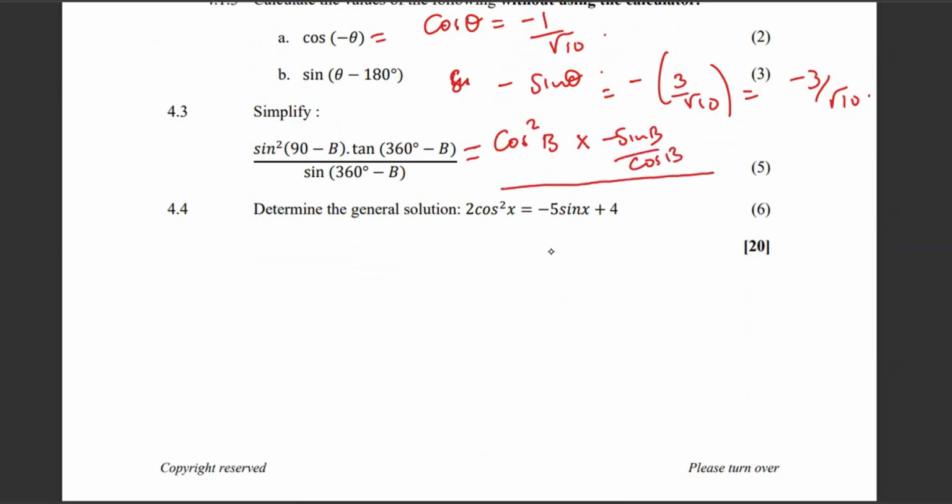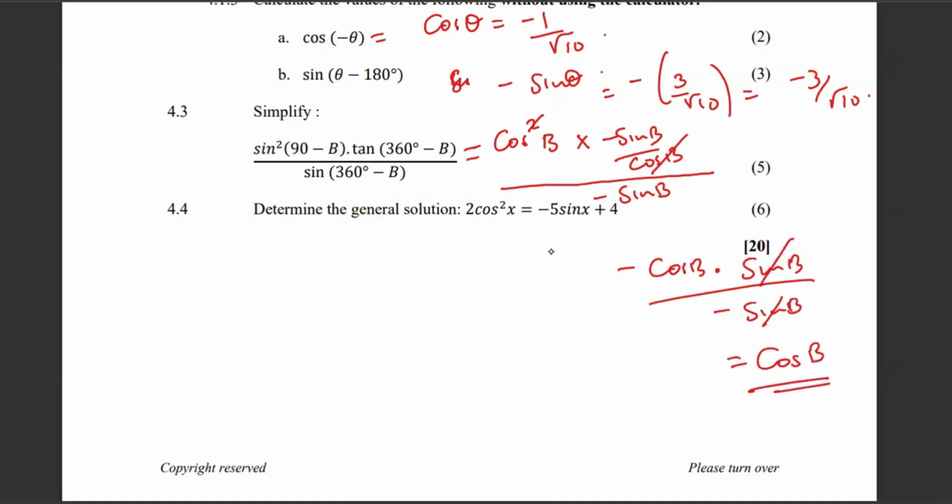Then we are dividing this by sine of 360 minus, the sine is also negative in the fourth quadrant. So this cos cancels one of the coses, okay? Then we shall only be left with the cos p multiplied by the negative sine of p. Everything is over the sine of p. So this cancels that, and then our final answer should be just the cos of p. All right. So that is what we are getting for 4.3.